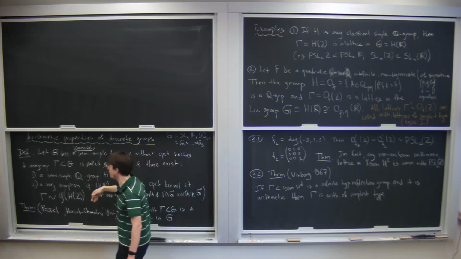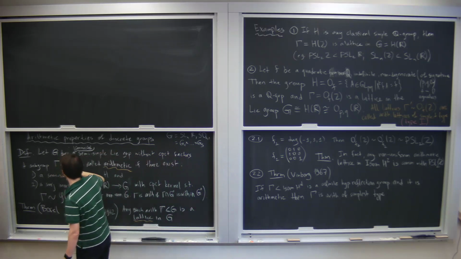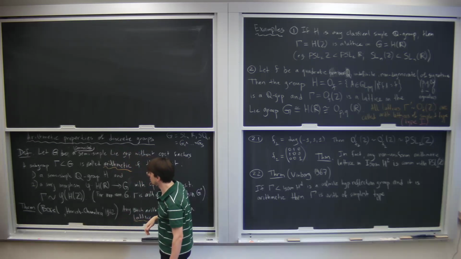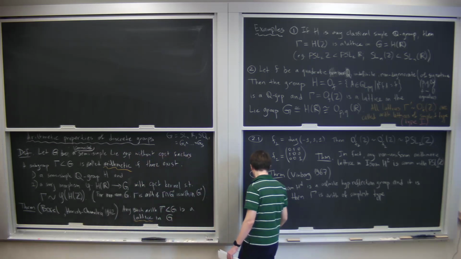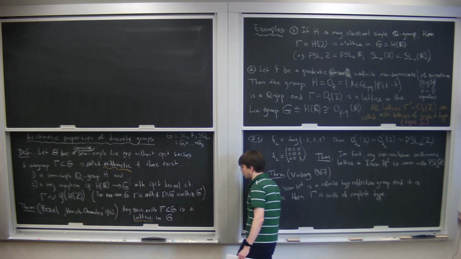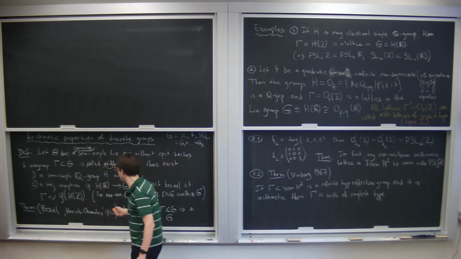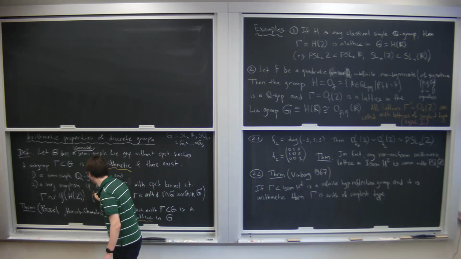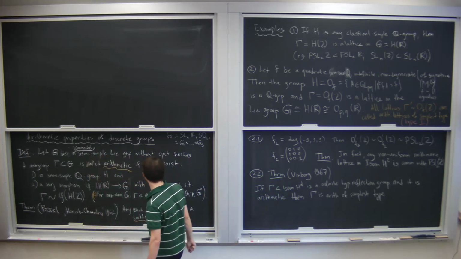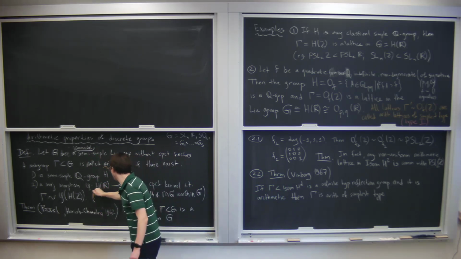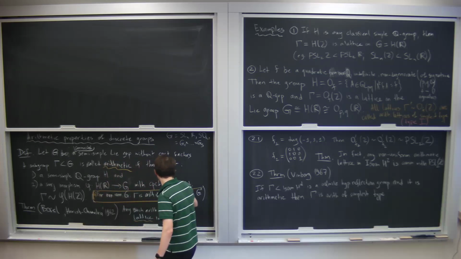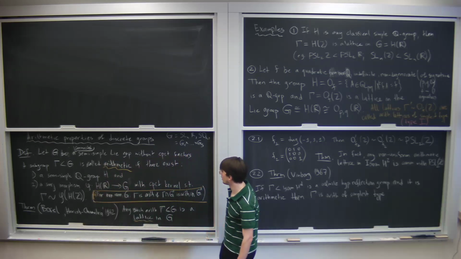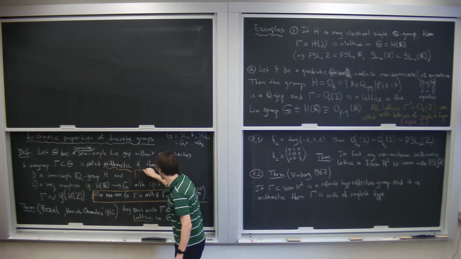But if I have a lattice in G times K, okay, let me keep this slide. So that's the definition, this is definition part A, for lattices in non-connected groups, and then definition part B.